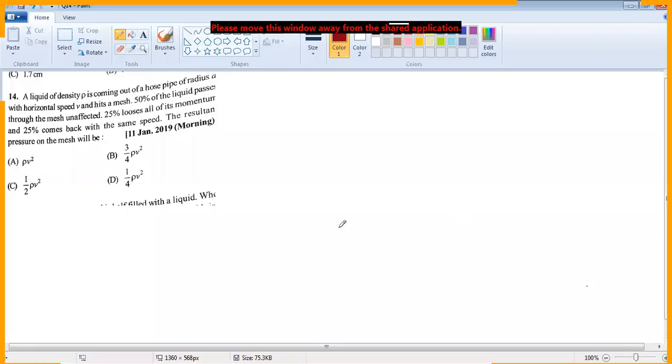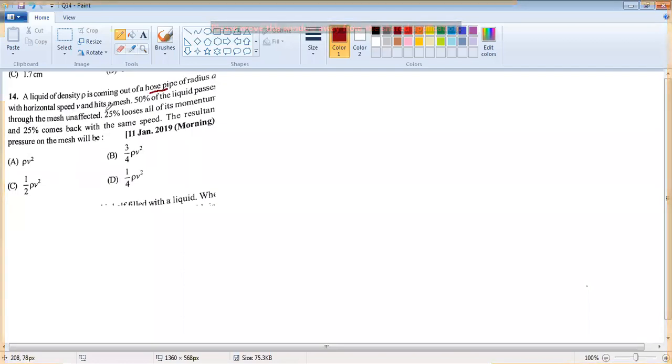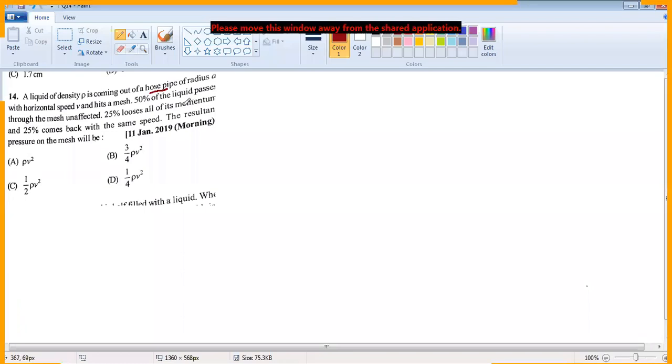Please look at this question. A liquid of density rho is coming out of a hose pipe of radius a with horizontal speed v and hits a mesh. 50% of the liquid passes through the mesh unaffected, 25% loses all of its momentum, and 25% comes back with the same speed. The resultant pressure on the mesh will be. So just look at this question here. So this is the horizontal pipe.